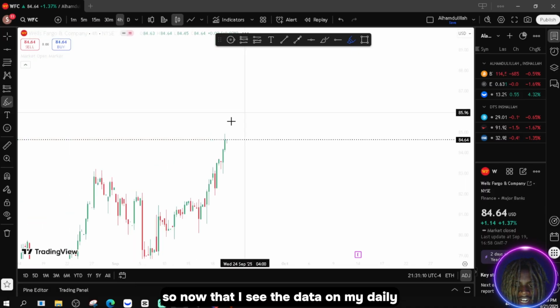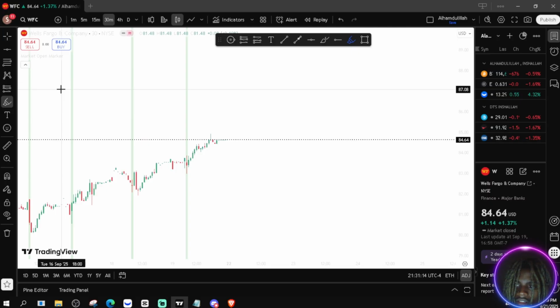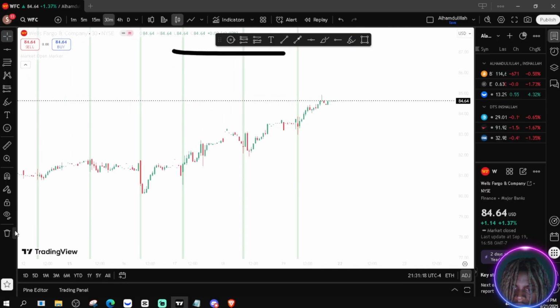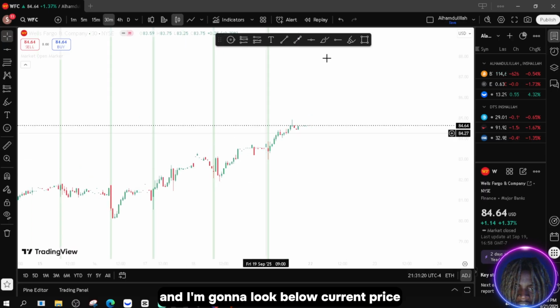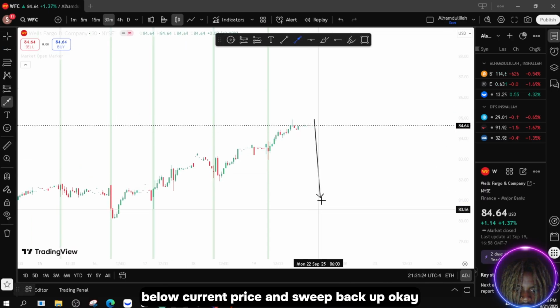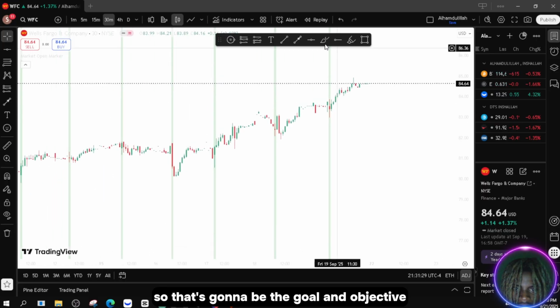So now that I see the data on my daily, I see what's going on. Let me go down to my 30-minute. So I'm on my 30-minute time frame, and I'm going to look below current price logically. I want price to touch one of the levels below current price and sweep back up. So that's going to be the goal and objective.